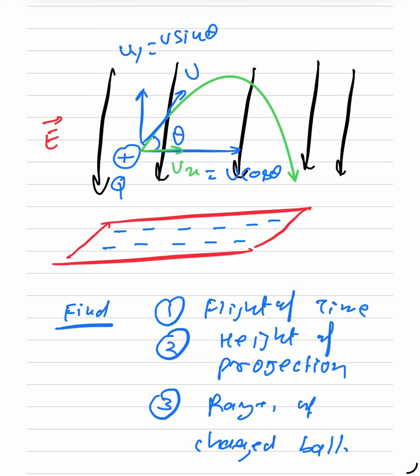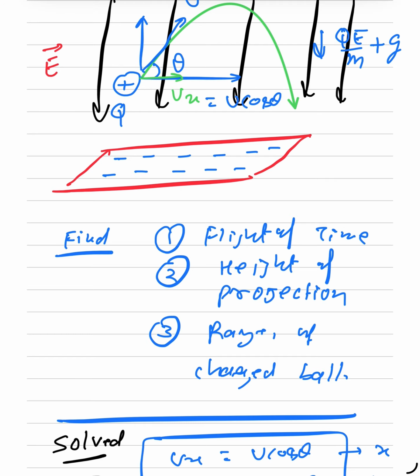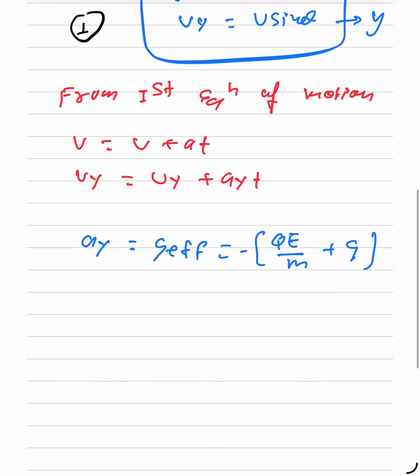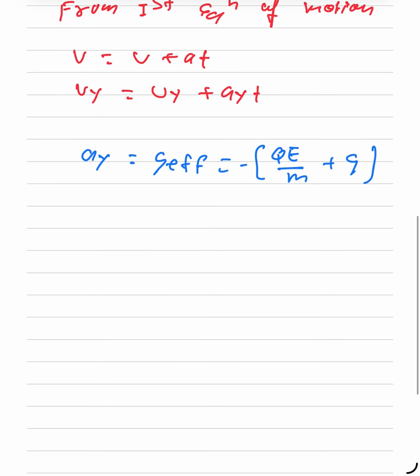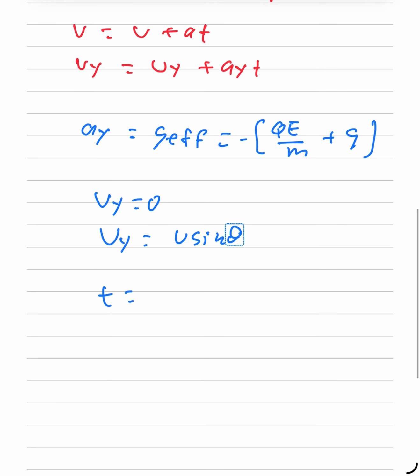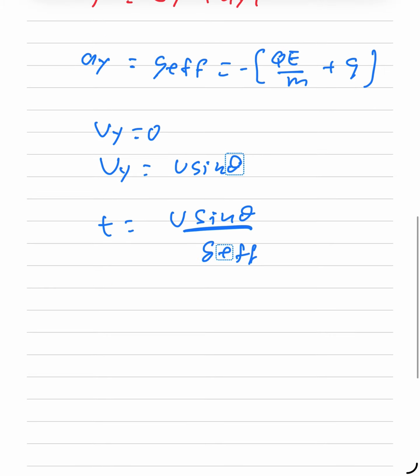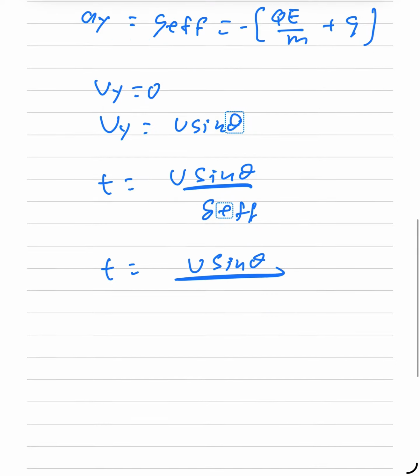Suppose this is a positive charge, and the direction of the electric force due to the electric field is vertically downward, because this is a positive charge and the electric field acts vertically downward. q E divided by m is the acceleration due to the electric field, and acceleration due to gravity also acts vertically downward. Both accelerations act vertically downward, and the resultant acceleration, g effective, is q E divided by m plus g. Here v y equal to 0, and u y equal to u sin theta. Putting all values, t equal to u sin theta divided by g effective.